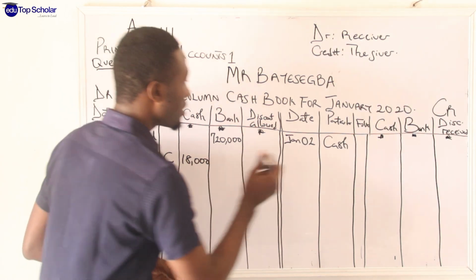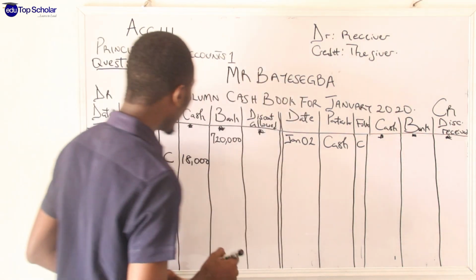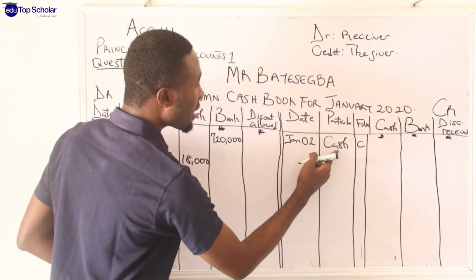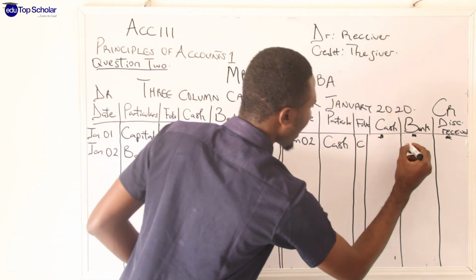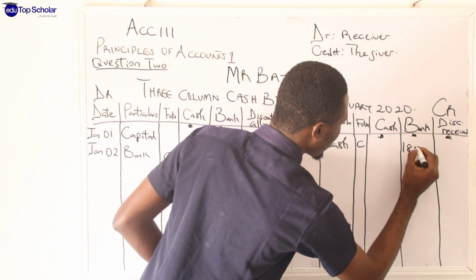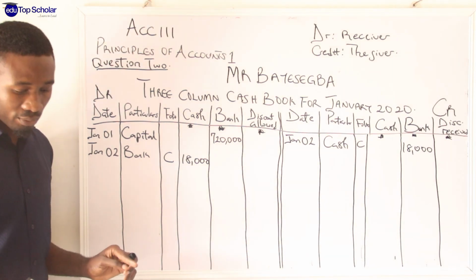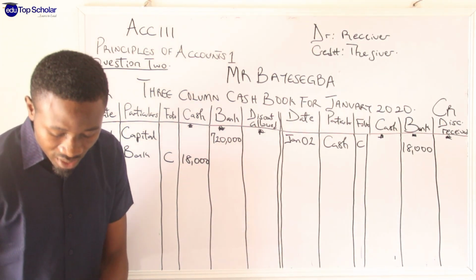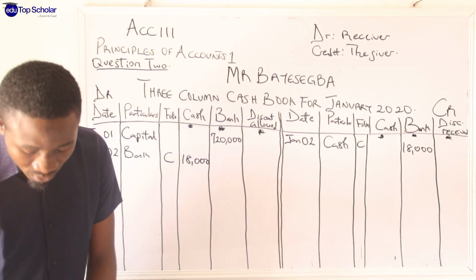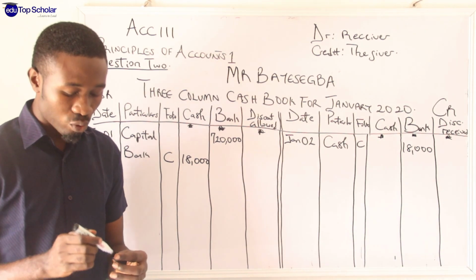Cash with the same thing, contra, C. Then because you have written cash here, it will go to the bank side of the credit. And that's all. So the next one says, January 3, he sold goods on credit to Dada.